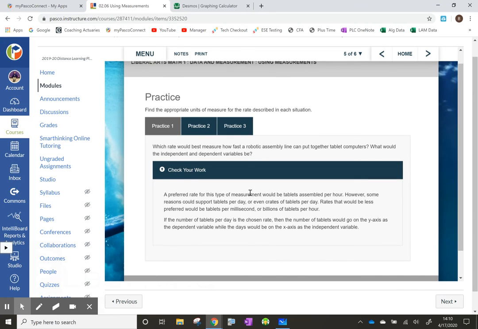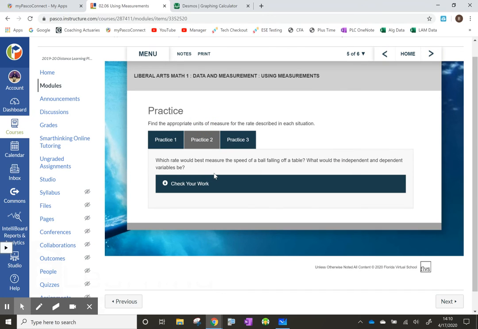So the preferred rate, as this one says, is tablets assembled per hour. That makes sense. So again, just kind of guessing on it, but that seems like a reasonable thing, right? Just like calories per day was reasonable earlier, but calories per year probably wasn't. But there are other things that it could accept. Rates could be less preferred, but it's all there. So what would you do for this one?